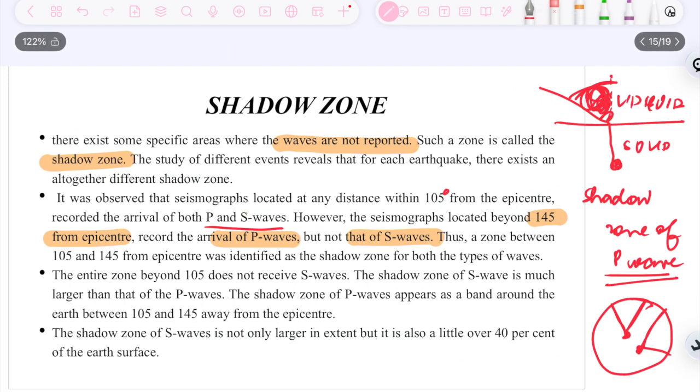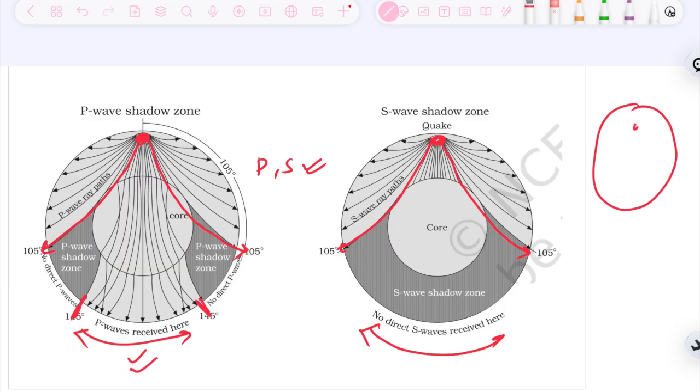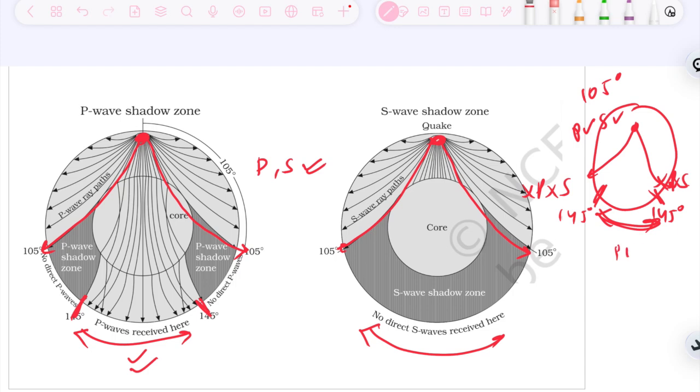Thus a zone between 105 degrees and 145 degrees from the epicenter was identified as a shadow zone for both types of waves. Now this is the focus. Till 105 degrees extent, both P waves and S waves will be present. Between 105 and 145 degrees from the epicenter, no P wave, no S wave will be present. Beyond 145, only P waves will be present, S waves will not be present. This is the basic criteria of P wave and S wave.